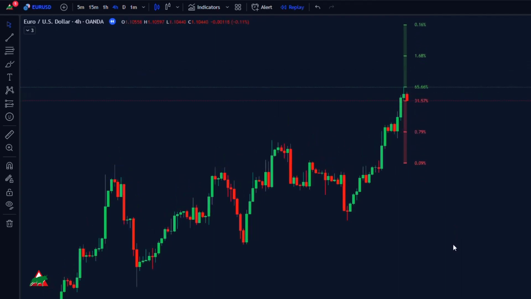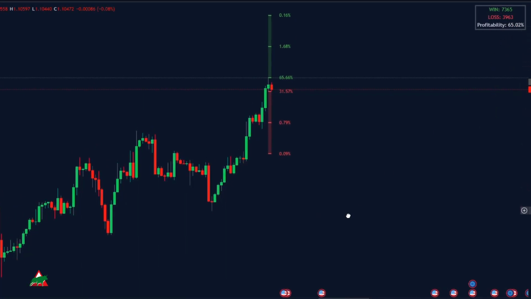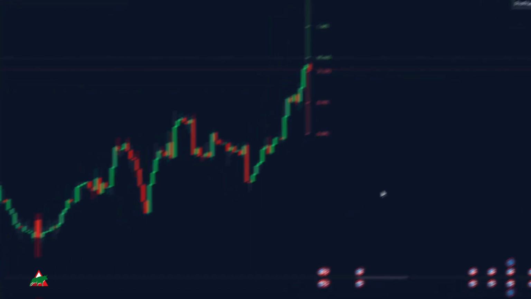Amazing, right? You can also see a table in the top right corner of the screen that shows the total wins and losses, allowing you to see last week's average win rate purely based on its signals. But we will use this indicator with other indicators to get more accuracy. We'll show you the methods to increase the win rate later in this video.